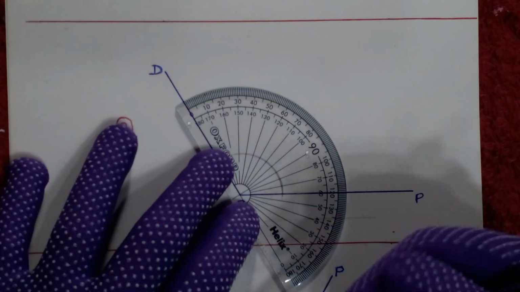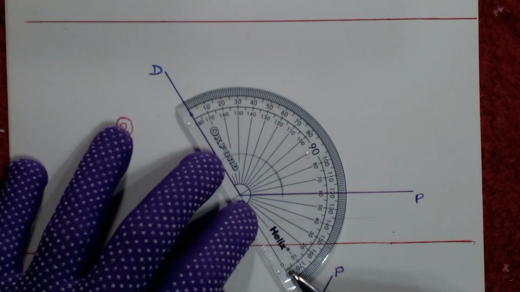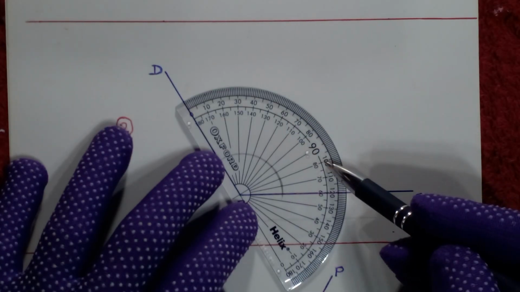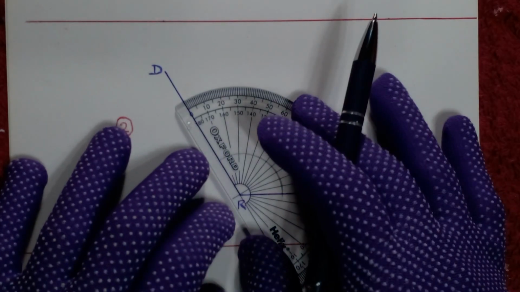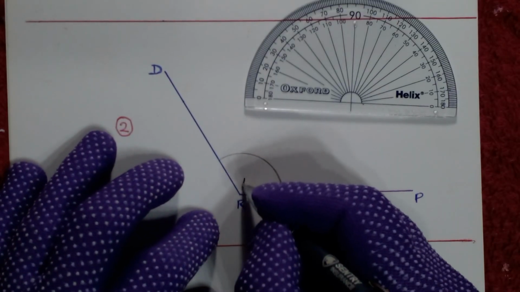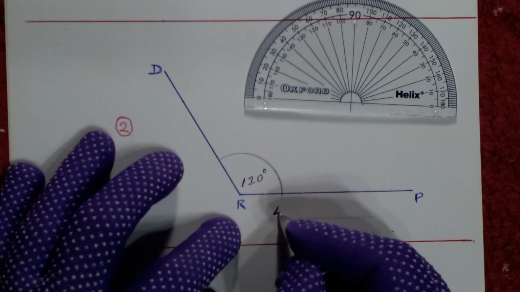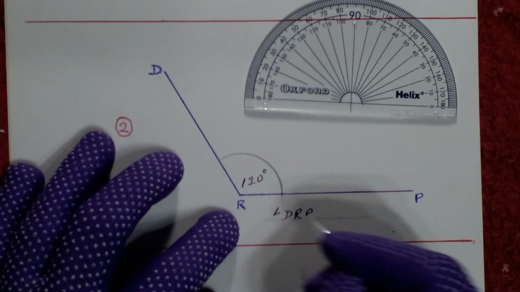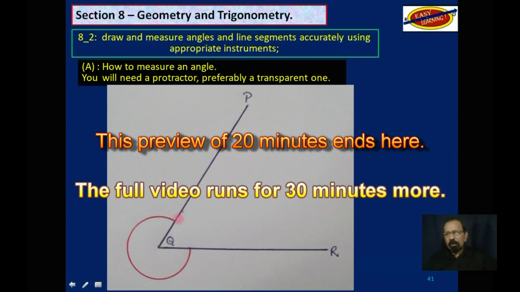You could have done this as well, even for the previous one. But now you are starting from this 0, not that 0 that we were using to begin with. So 0, 10, 20, 30, 40, 50, 60, 70, 80, 90, 100, 110, 120. So this angle here is 120 degrees. You write angle DRP is equal to 120 degrees.